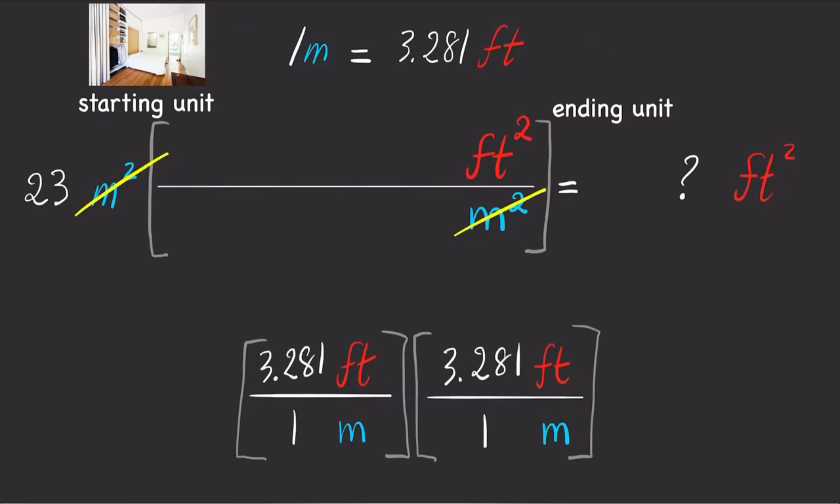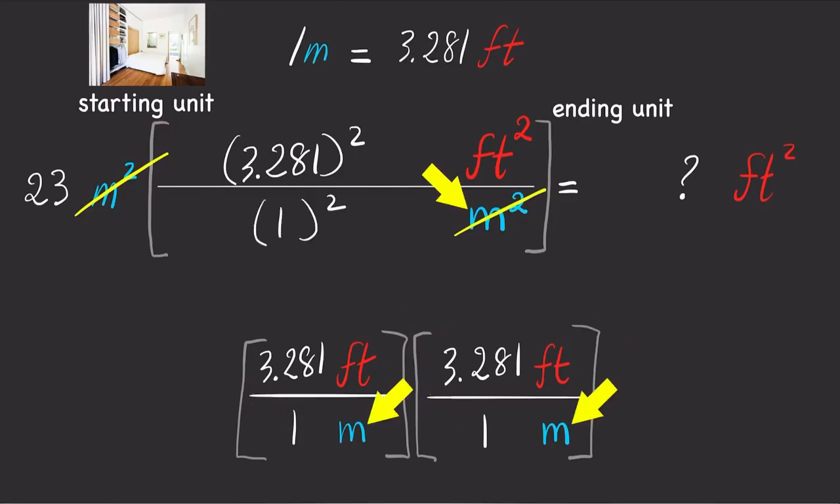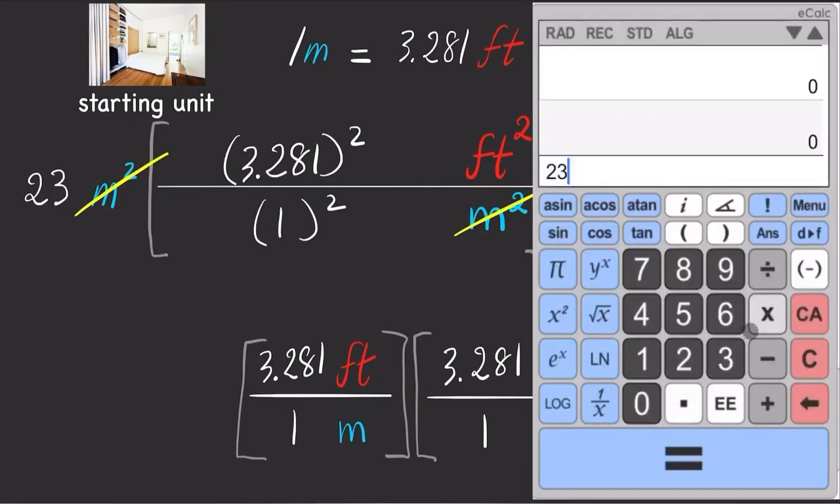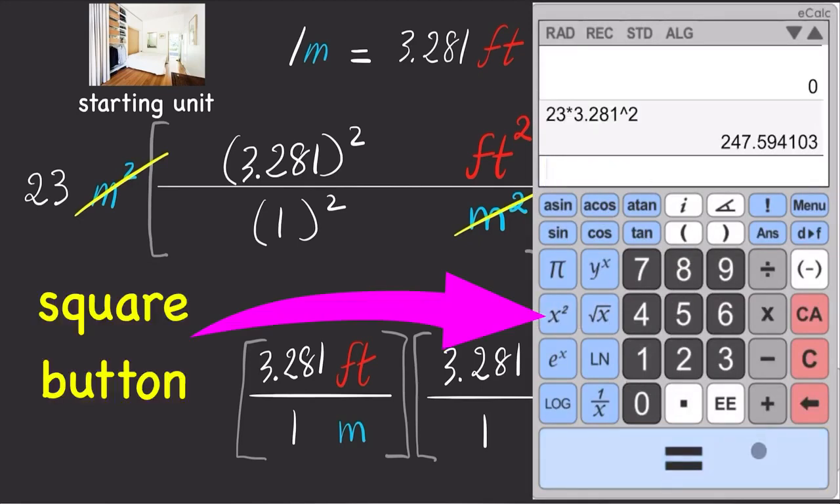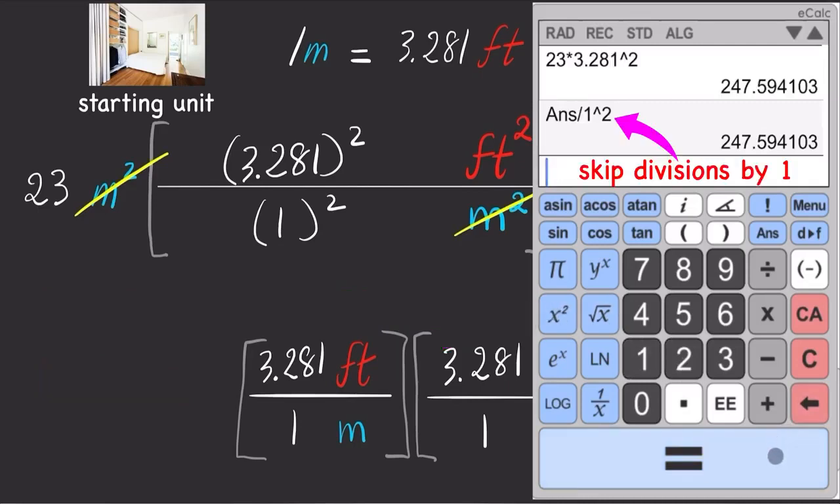So, in the numerator, 3.281 times 3.281 is 3.281 squared. Feet times feet is square feet. And in the denominator, 1 times 1 is 1 squared. Meter times meter is meter squared. To plug these numbers into our calculator, take the starting number, 23, multiply it by all the numbers on the top, and divide the answer by all the numbers on the bottom.